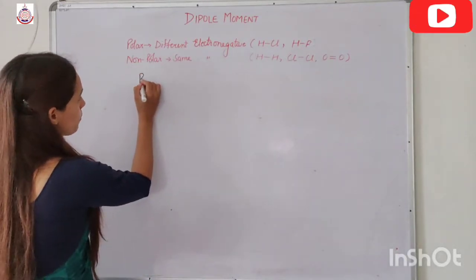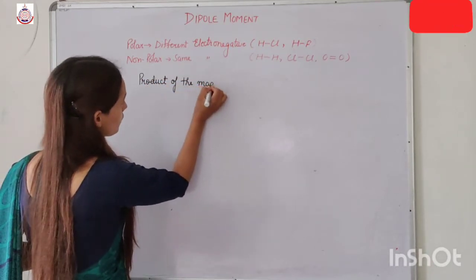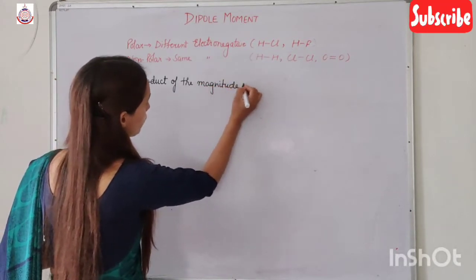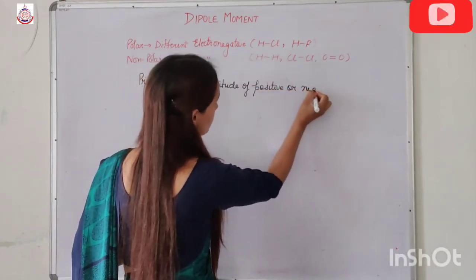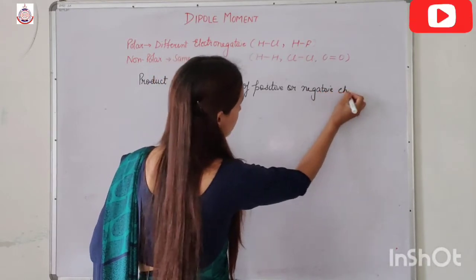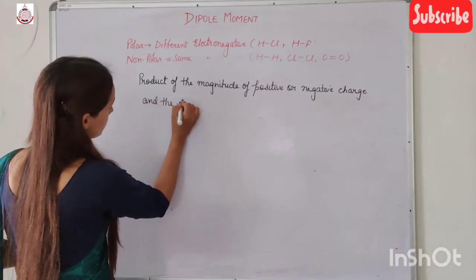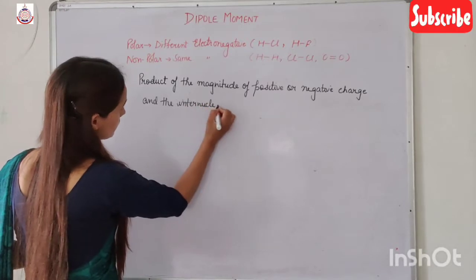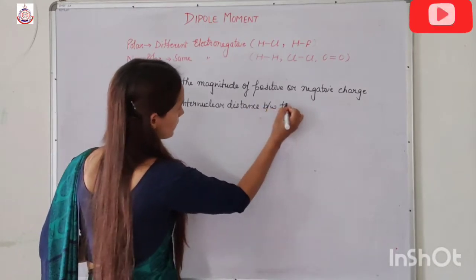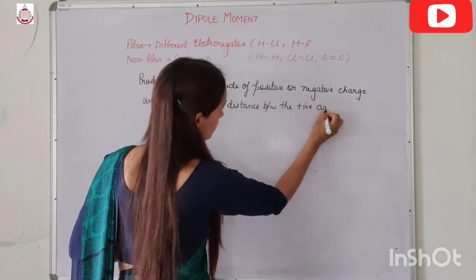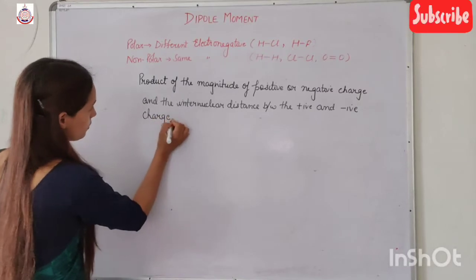Dipole moment is the product of the magnitude of positive or negative charge and the internuclear distance between the positive and negative charge is known as dipole moment.